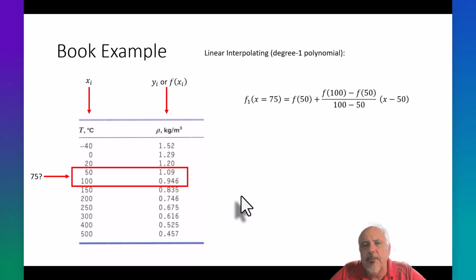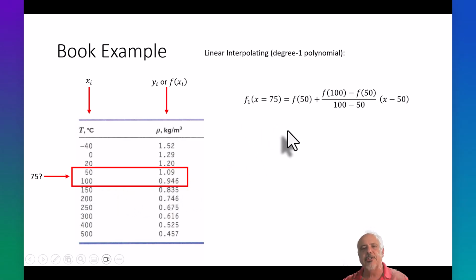Okay, so here's our book example, and we're going to start with a 1 degree polynomial. We're going to start from the basics. So for linear interpolation, let's imagine that I'm looking at the x points, the temperature points, the 50 and the 100. And associated with them, I've got the densities of 1.09 and 0.946. So temperature is in Celsius and density is kilograms per cubic meter. And I'm interested to see what the value at 75 would be.